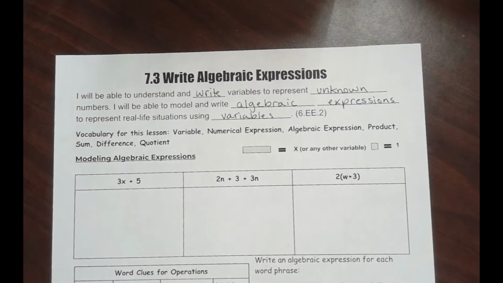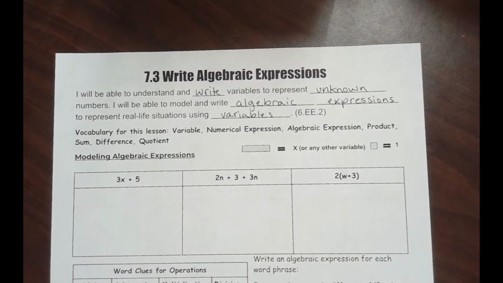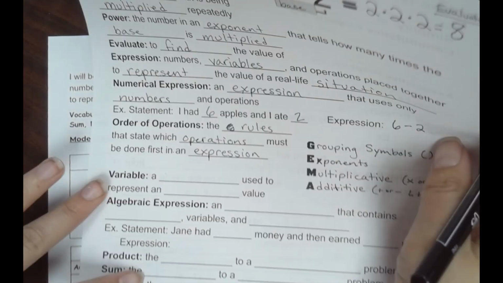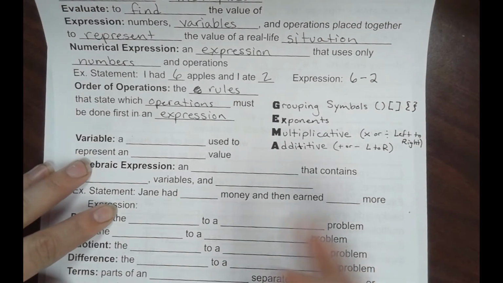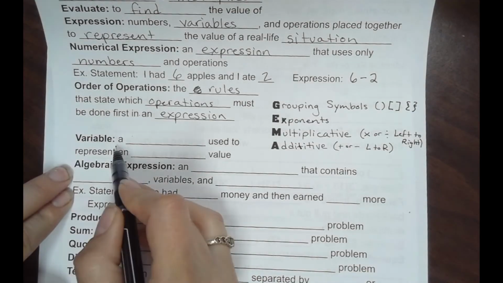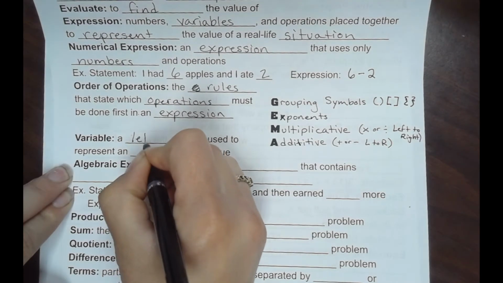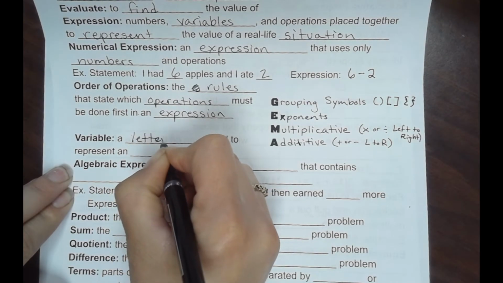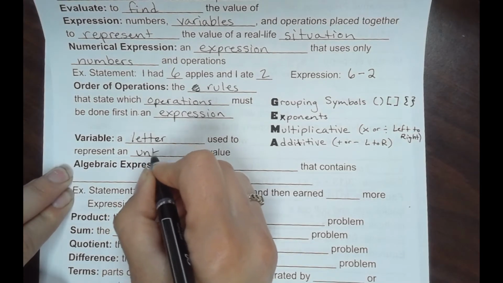Okay, we've got quite a bit of vocabulary today, so you'll need the first page of the vocabulary and definitions for chapter 7. Alright, the first vocabulary word is a variable. A variable is a letter used to represent an unknown value.